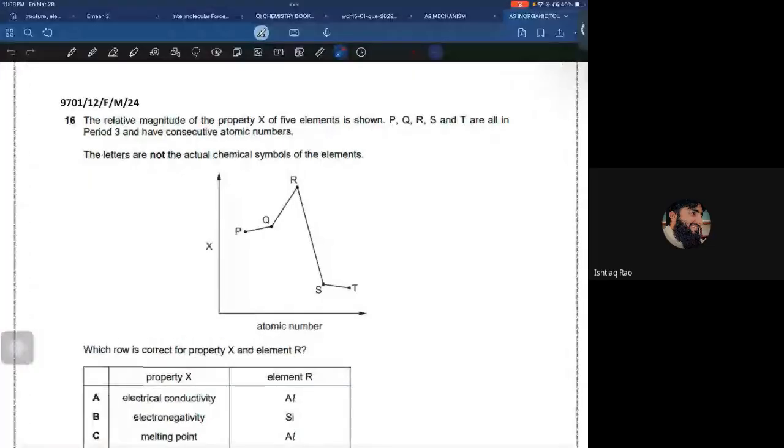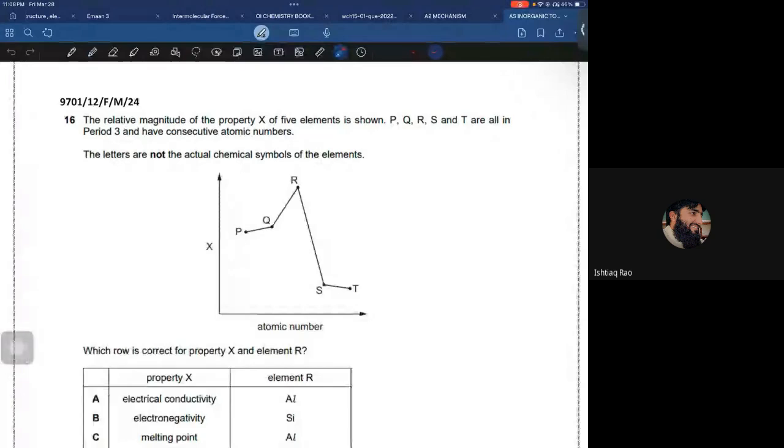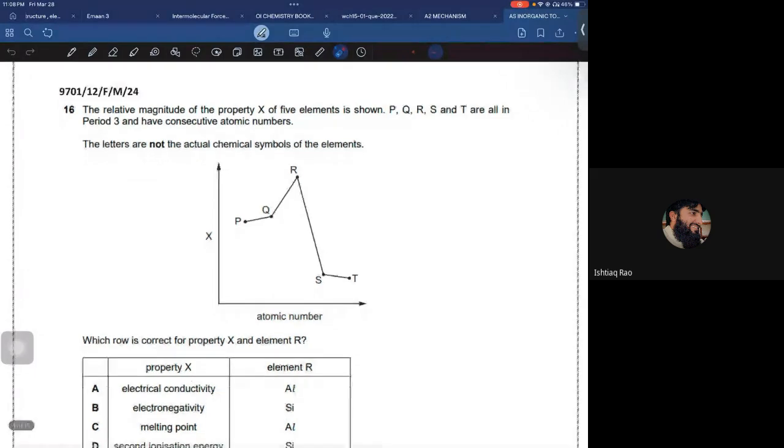Starting this question, 9701 Feb March 2024. The question says the relative magnitude of the property X of five elements is shown: P, Q, R, and S. They are in Period 3 and have consecutive atomic numbers. Consecutive means continuous numbers like 11, 12, 13, 14, 15, 16, 17, 18. Which row is correct for property X and element R?